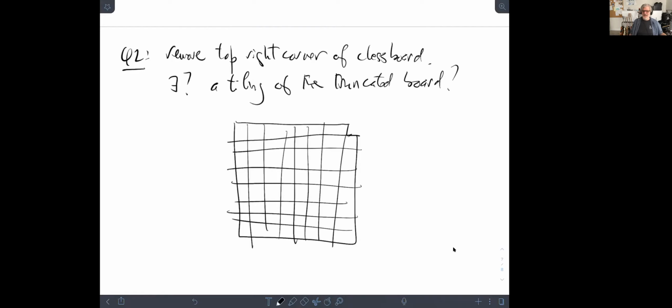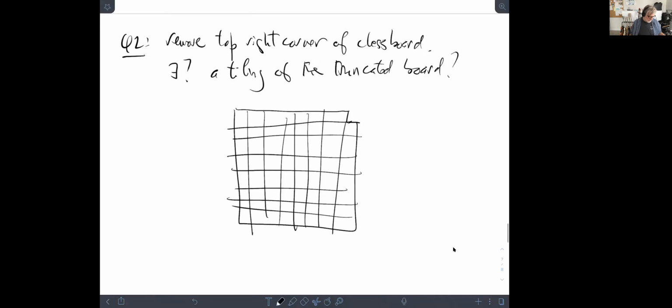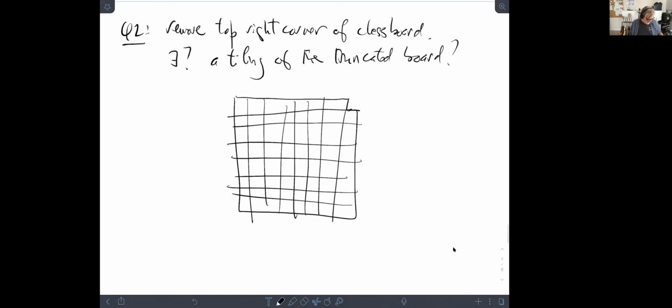Okay, so this is the new board. We've removed the square and we ask, is there a tiling of this? And all of you will go, well, no, right? And the answer is no, and it's easy. If we have a tiling, for each domino we need 2 squares, and now we have an odd number of squares, so it's not going to work.